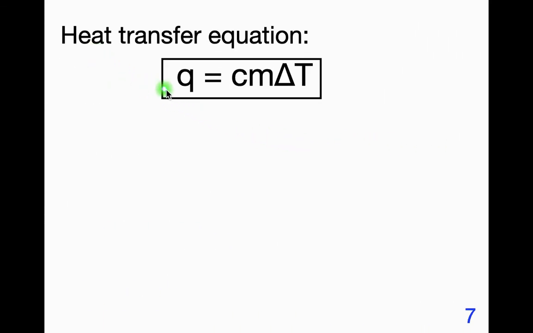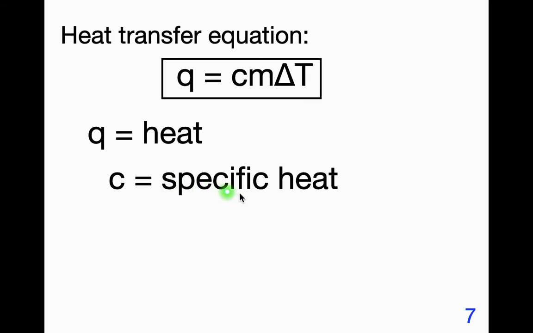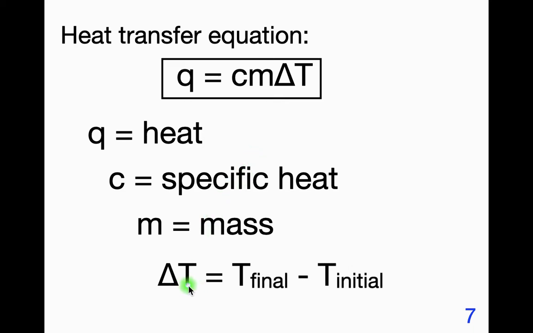This is called the heat transfer equation, and we'll be using this to do some calculations here in just a second. So let me define each one of these terms. Q is what we use to mean heat. So it'll have units of joules. C is specific heat that we just talked about. M, of course, is mass. And delta T is the change in temperature. Remember, it's always final minus initial. Talked about that last time. So final temperature minus initial temperature is our delta T.